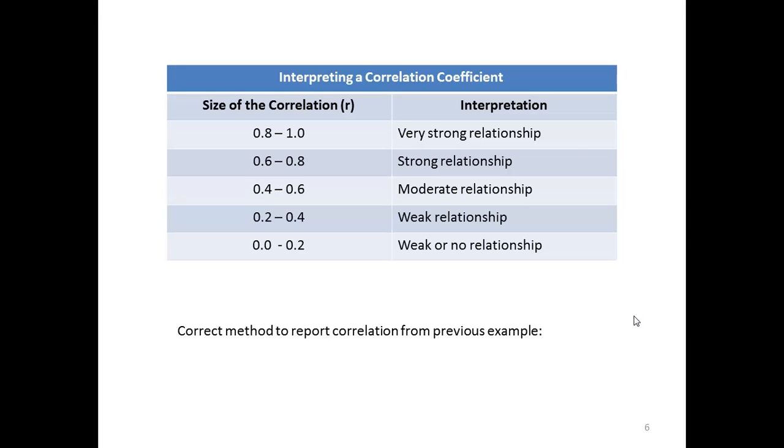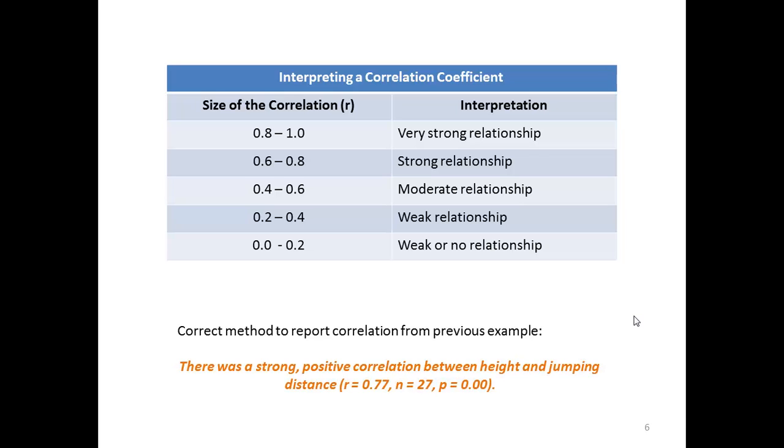Once we get our R value, we can interpret it as follows. So, the correct method to report correlation from our previous example: there was a strong positive correlation between height and jumping distance, where R was 0.77, the number of observations was 27, and our p-value was 0.00.